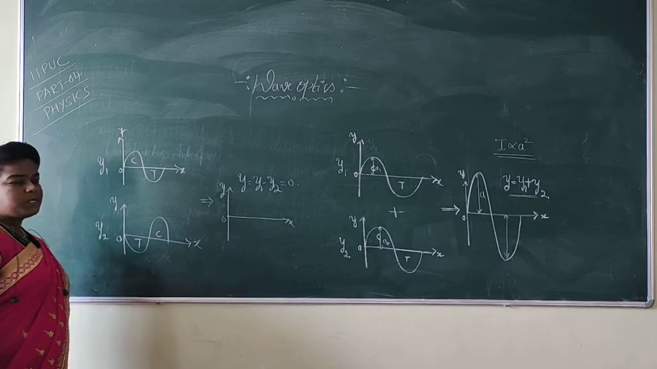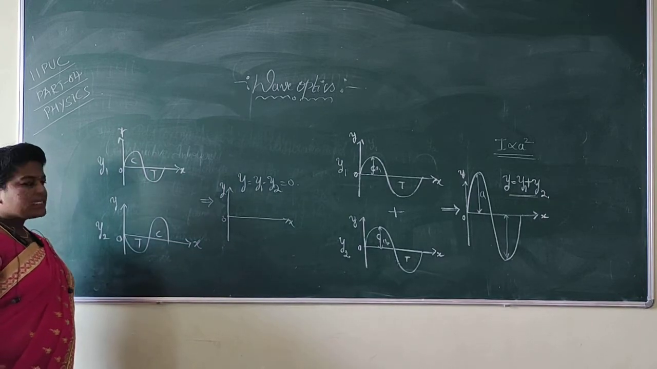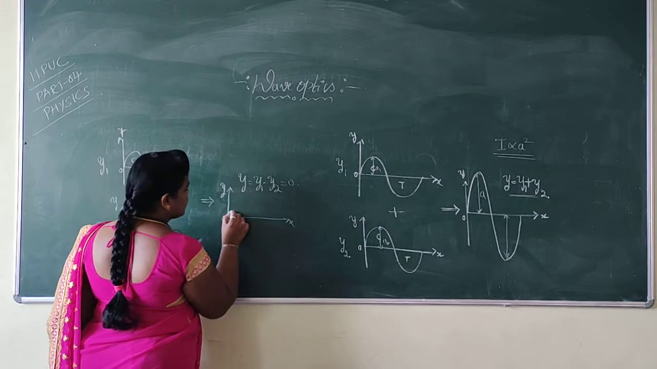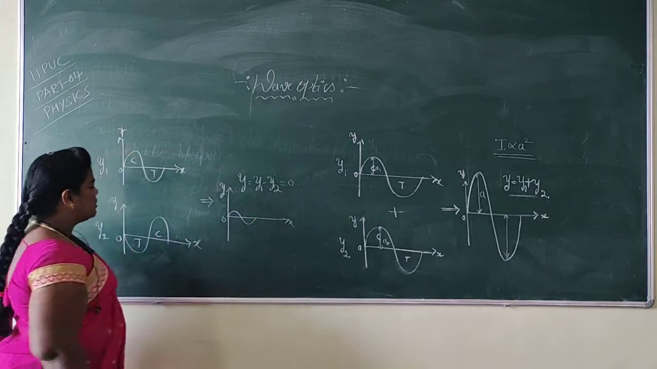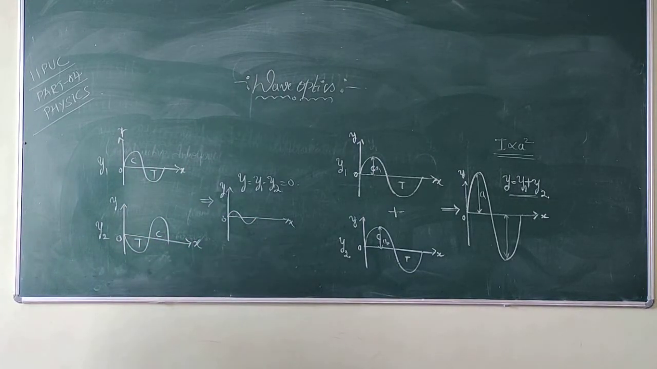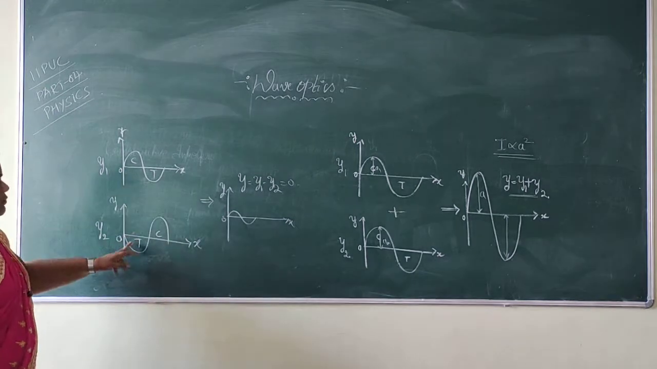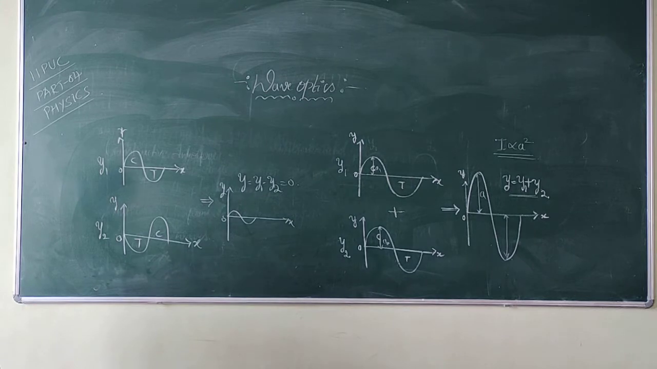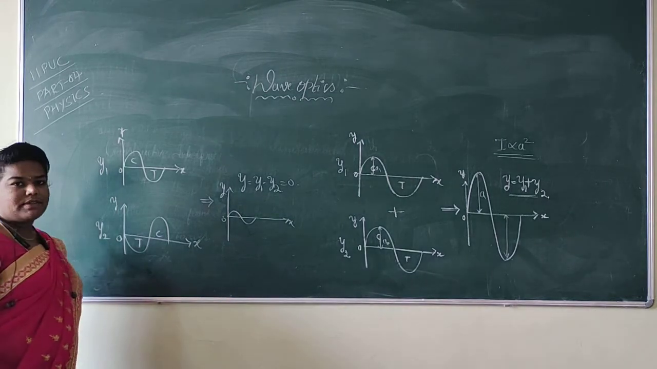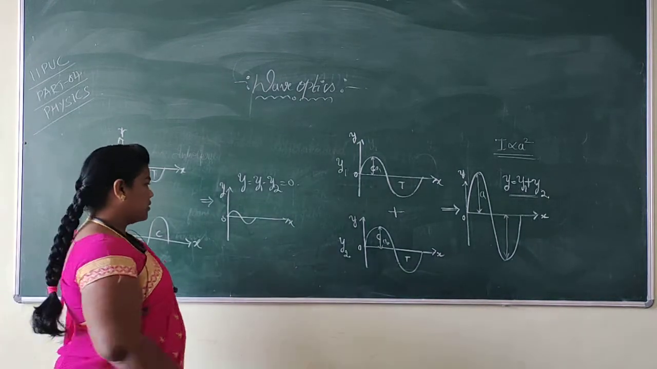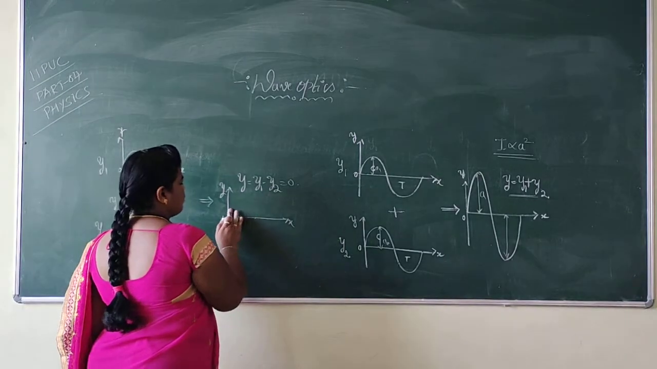Otherwise, their displacement is going to get subtracted. It means you may get a wave which is very, very small. Actually, you will not get much of a wave at all, because the crest of one and the trough of the other are going to cancel each other. Plus and minus always cancel each other. So you can write this diagram also for your reference.